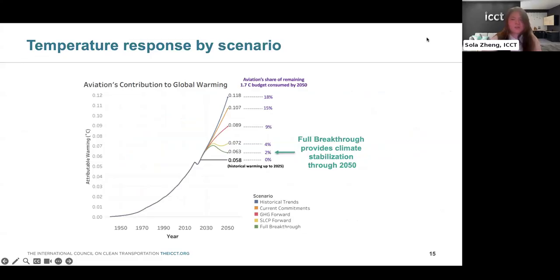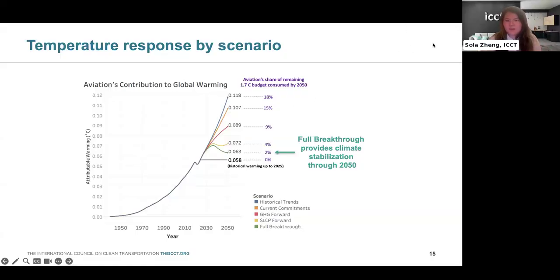So with the implementation of the aforementioned mitigation levers, we now move on to assess how the total amount of warming from aviation will be in the 5 scenarios that we modeled compared to the historical warming up to 2025, which is 0.058 degrees Celsius. And then we also sometimes refer to it in the millidegree space, which is 58 millidegrees.